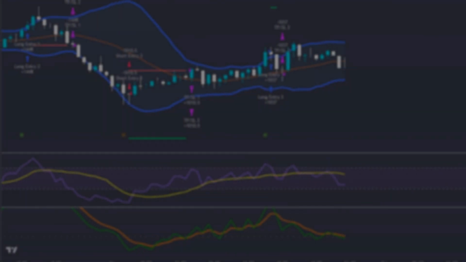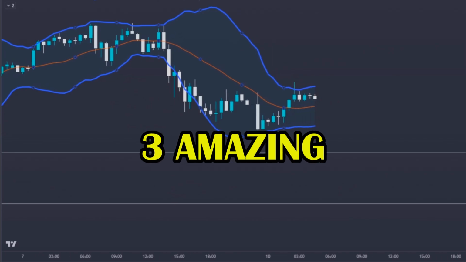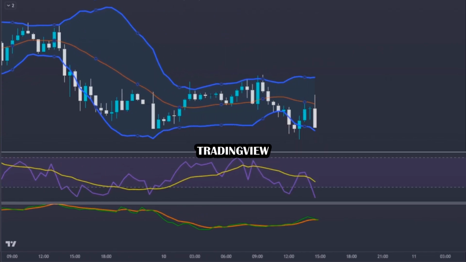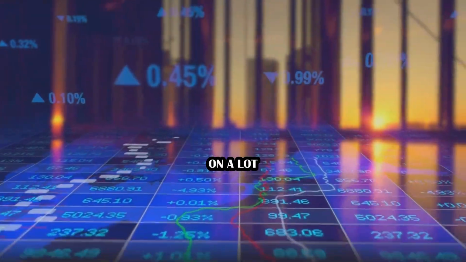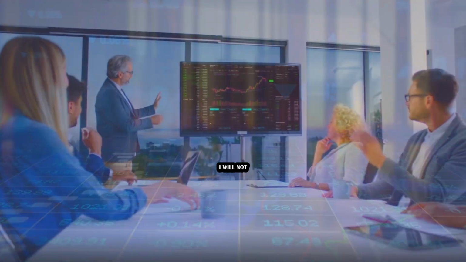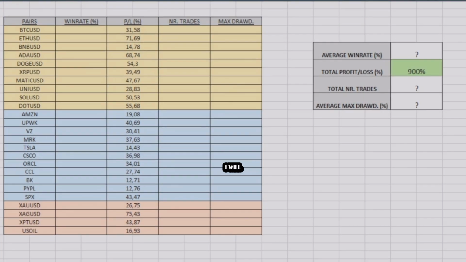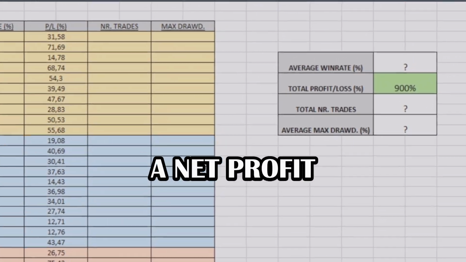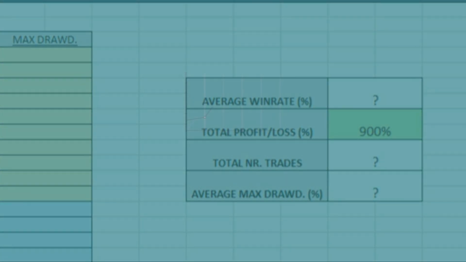In this video, I will present you with a new highly promising trading strategy that uses 3 amazing and free indicators from TradingView. This strategy can be applied to every market and works on a lot of different time frames. I will not only show you everything you need to know about this strategy, but I will also share how I got a net profit of 900% after backtesting it. Let's go!